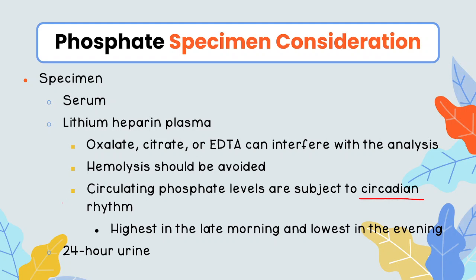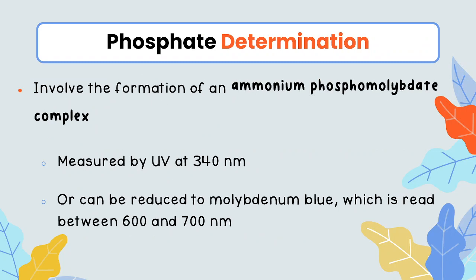And of course, it is a 24-hour urine if we will use a urine sample. So for the determination of your phosphate, this involves the formation of your ammonium phosphomolybdate complex. Now, in terms of this method, kids, we have a specific name for it.